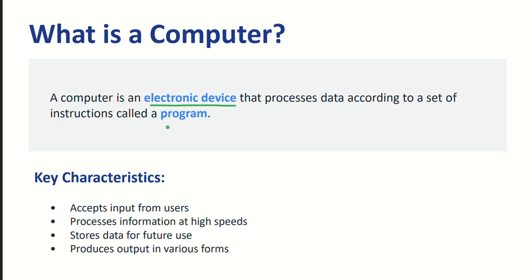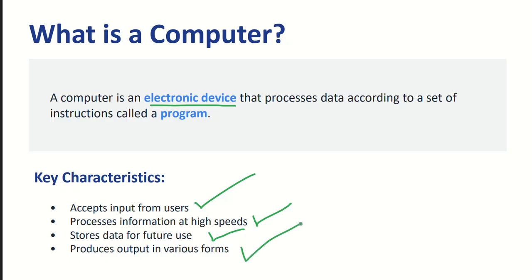The key characteristics of a computer are as follows. It accepts input from the users, otherwise it does not work. It is not called a computer in the other case. It processes information at high speeds, meaning it is super efficient. It stores data for future use by the use of a component called memory. It produces outputs in various forms.